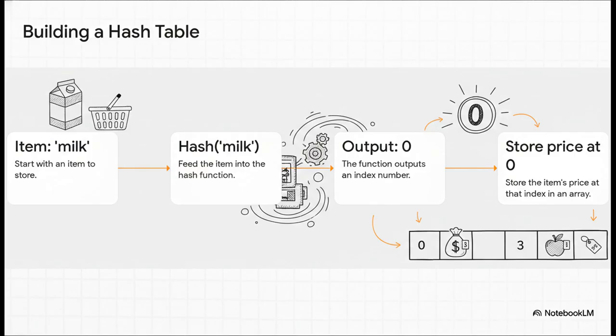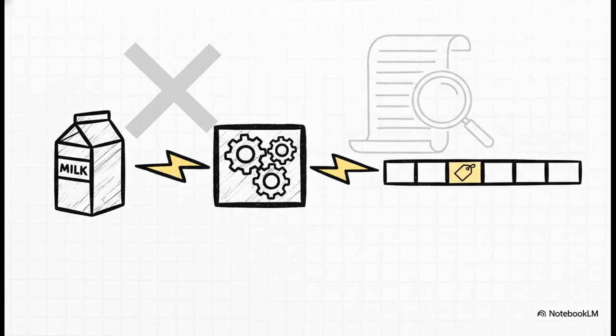So here's how they play together. We take an item, say milk. We feed it to our hash function. The function gives us back a number, in this case, 0. So we take the price of milk and we store it in our array in box number 0. We do the same for apple, and our function tells us that it goes in box number 3. It's that simple. And that is the secret sauce. When you need to find the price of milk again, you don't search the array at all. You just run milk back through the hash function, it says 0, and you go directly to that spot.